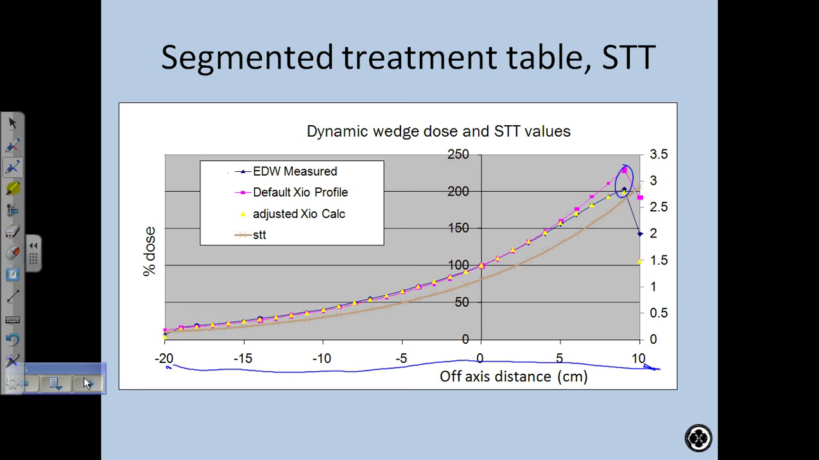Why these numbers, 0, 50, 100, 150, 200, 250% dose? What do those numbers correspond to? Is that the absolute dose? That could be the absolute dose, yeah, and the other one's a percent. Percent dose.